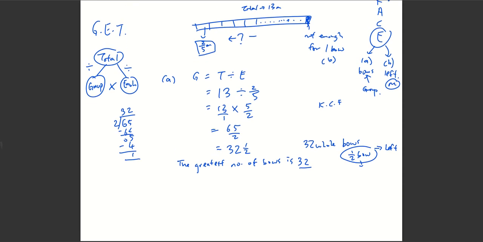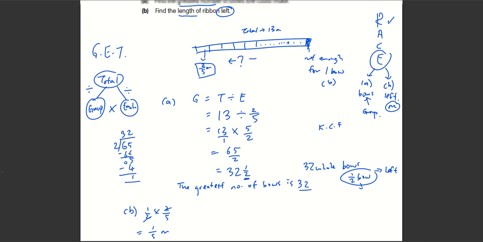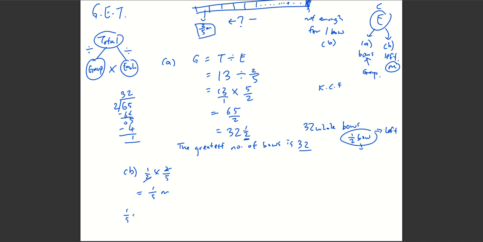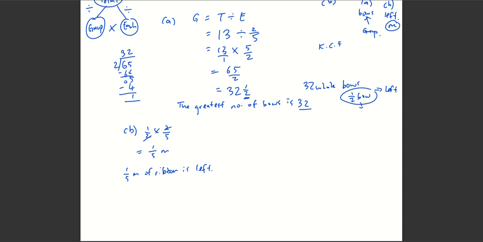So part B, there are two ways to do it. The first way is to, okay, so I have 32 and a half. Looking at this half, that means I have half of the one bowl. So one bowl is supposed to be 2/5 a meter. So half of 2/5 will be 1/5 meter. That's it. So 1/5 meter of ribbon is left. So that's method 1.